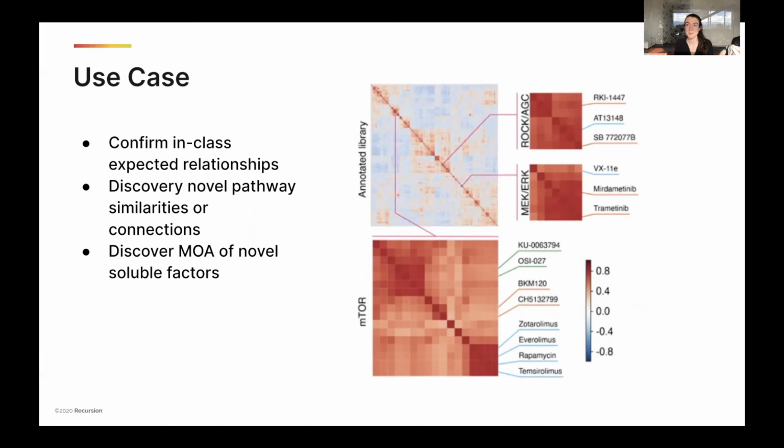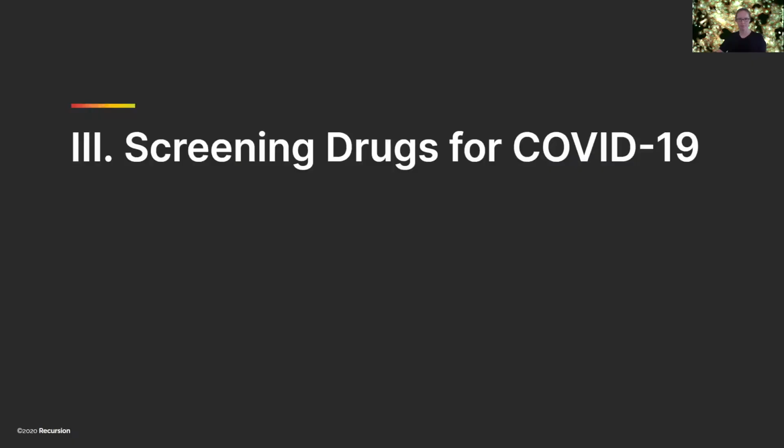We were also able to identify mechanisms of action of novel soluble factors. So immune stimulants that we didn't previously really know what they did, but we could see how they clustered and how they looked relative to other known compounds and really get a good idea of what they were doing within the cells. So this is all on Recursion on RxRx.AI. This data set is RxRx2.